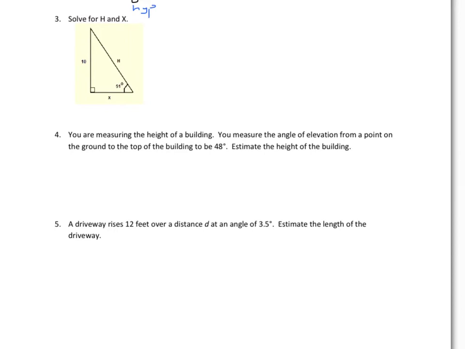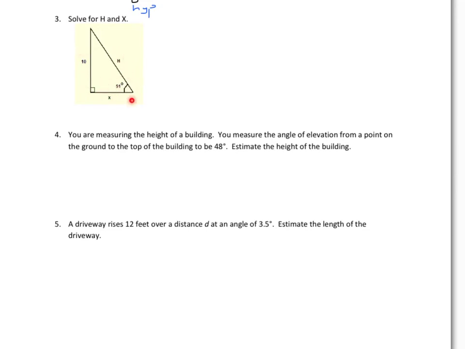For number 3 here, what we're going to be doing is we're going to solve for h and k. So we're going to use these trig ratios to actually set up an equation and solve for one of the lengths. All right. So we have a 51 degrees down here. This is obviously 90, and we have the 10. All right. We don't have x or h, but we can find both of them.